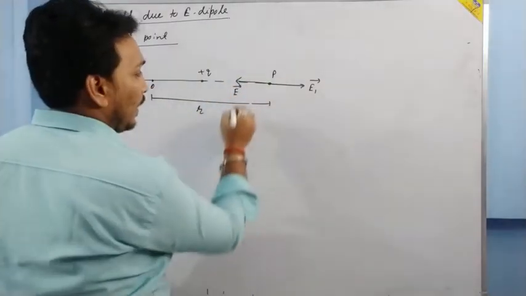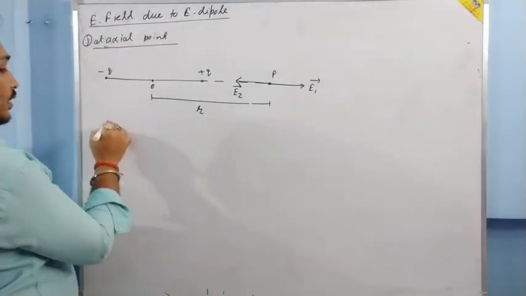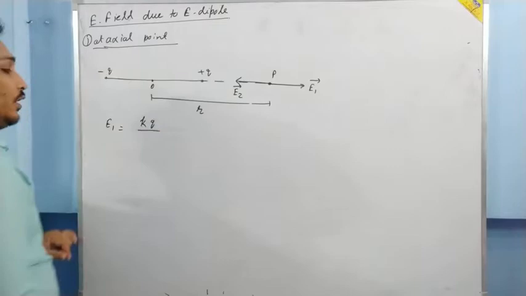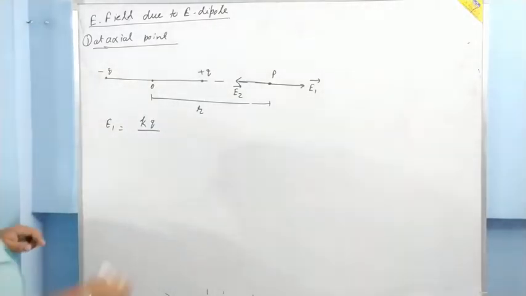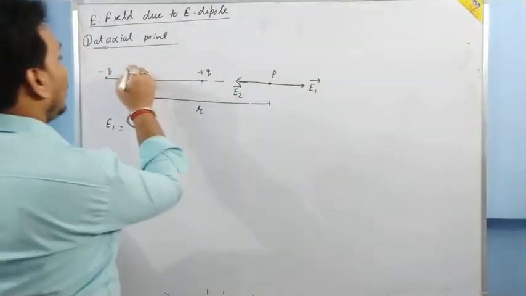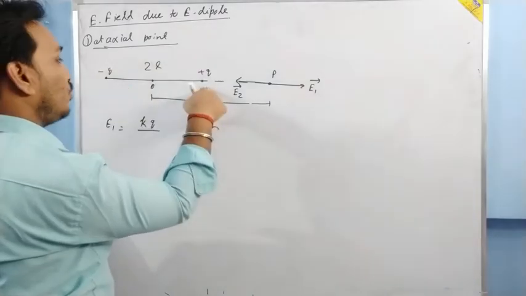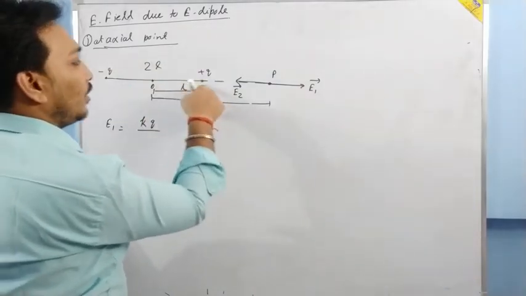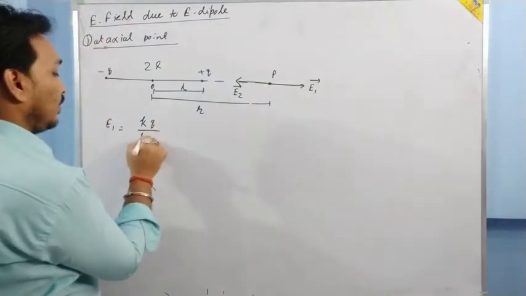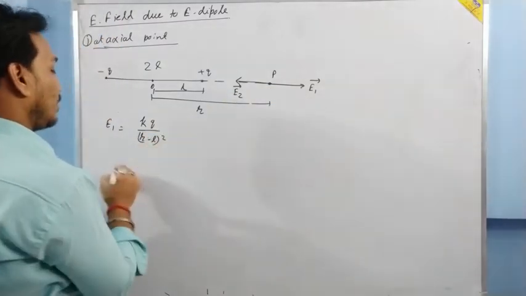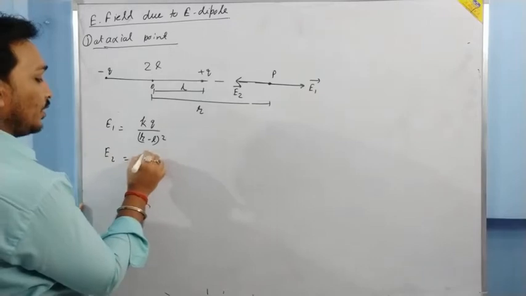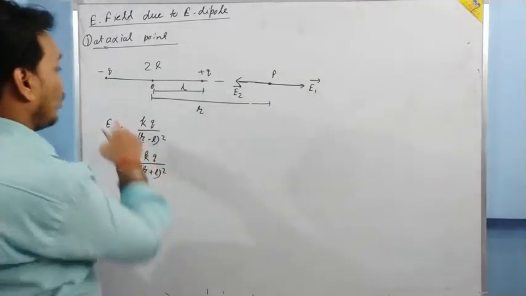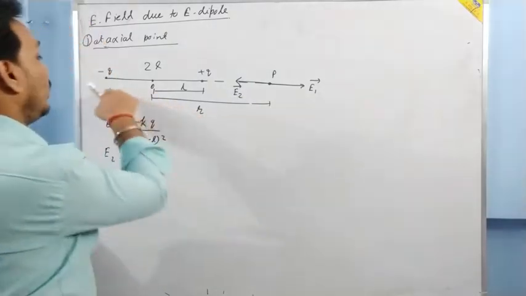The value of E1 is given by KQ, the formula for electric field being KQ upon R square. What is the separation between Q and P? Let the separation between charges be 2L. From here till here it is L, so from here till here it will be R minus L. So E1 is KQ upon R minus L whole square. And for minus Q it is KQ upon R plus L whole square, since from here till here it is R plus L.